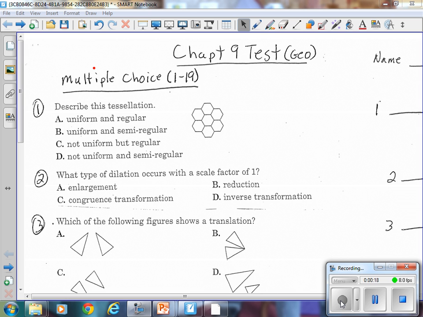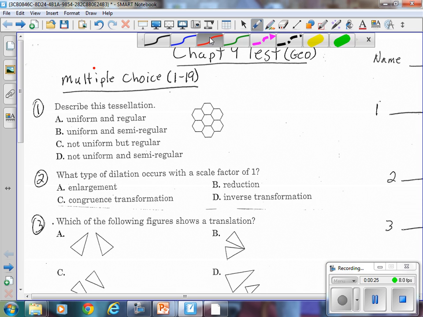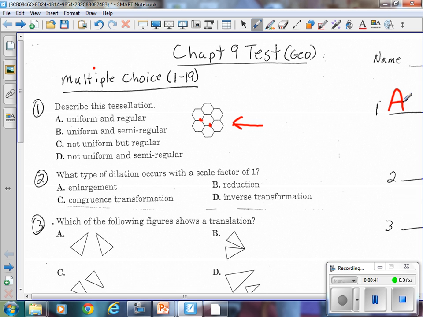The first one, describe the tessellation. Remember, if we have a tessellation that looks like this one, it's got all regular polygons in it, so we know it's regular. And we look at each vertex, and if they all come together exactly the same, then it's also uniform. And the answer to this one is A, it's uniform and regular.